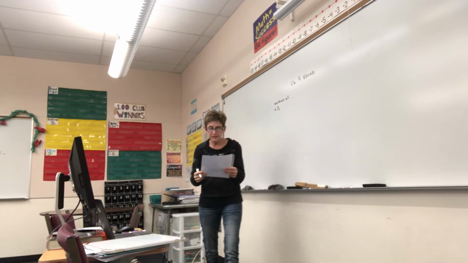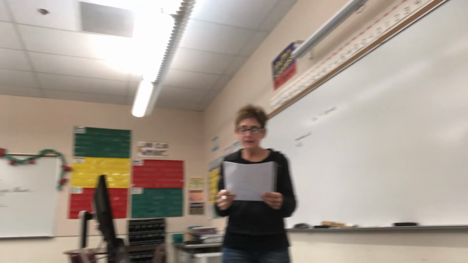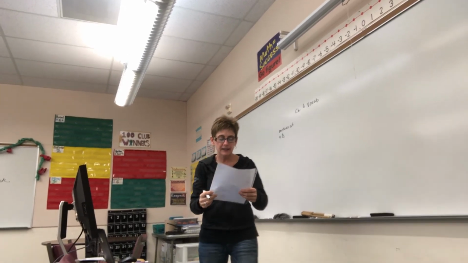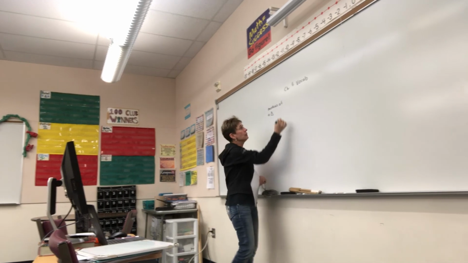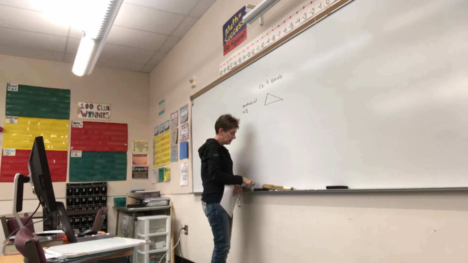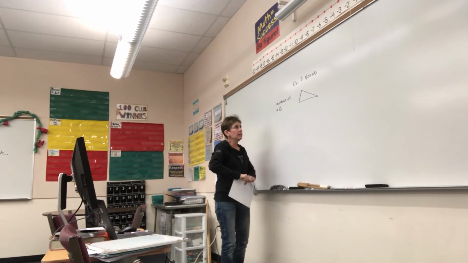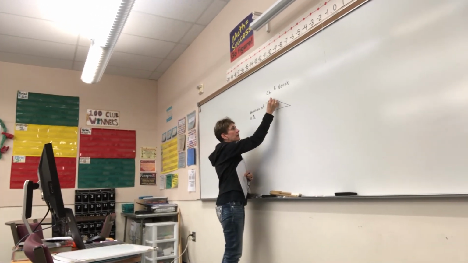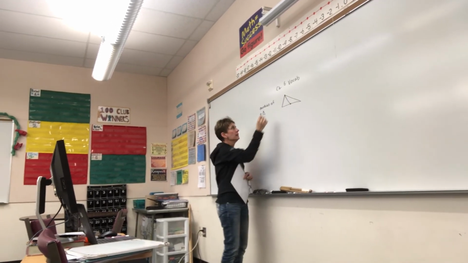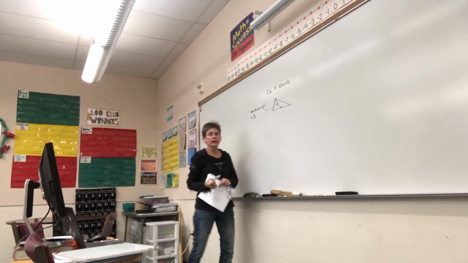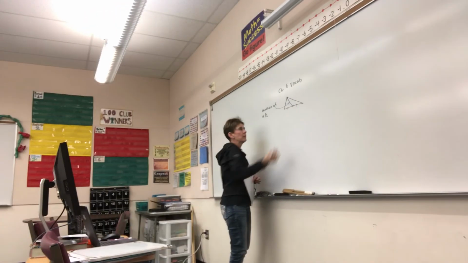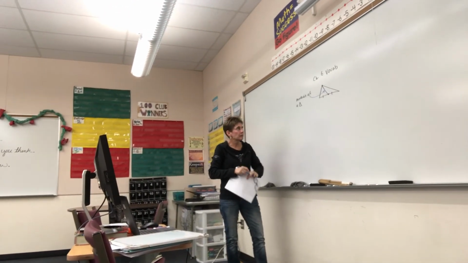The verbal definition is a segment that joins a vertex of the triangle and the midpoint of the opposite side. So let's go ahead and draw our triangle picture. And for the median, we want to take a vertex, start there, and go to the middle of the opposite side. So the median of the triangle would be the segment from the vertex to the midpoint. And let's indicate that by putting those little tick marks there.